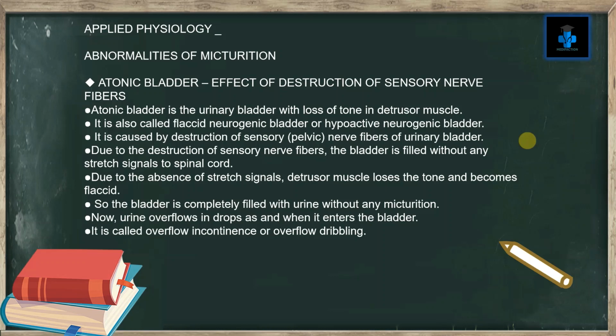Due to the destruction of sensory nerve fibers, the bladder is filled without any stretch signals to spinal cord. Due to the absence of stretch signals, detrusor muscle loses the tone and becomes flaccid. So the bladder is completely filled with urine without any micturition. Now, urine overflows in drops, and this is called overflow incontinence or overflow dribbling.